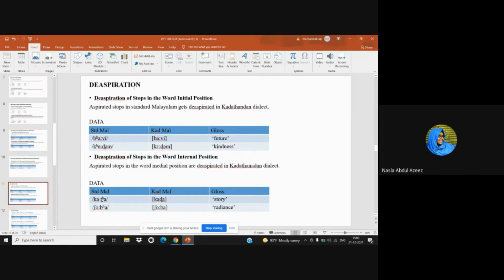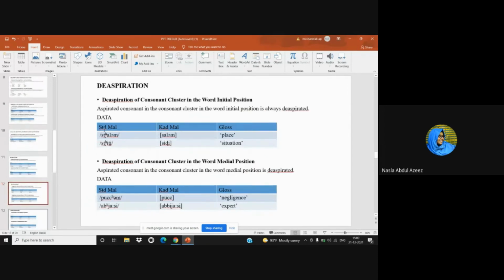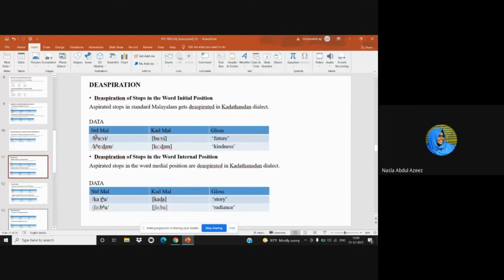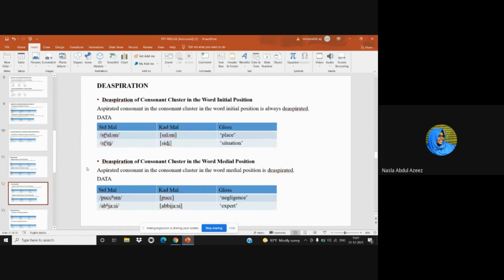And deaspiration. Deaspiration is very common in Indian languages, and aspirated stops in standard Malayalam get deaspirated in the Kadathanadan dialect. For example, it happens in word initial and word medial positions, both in clusters as well as in single consonants. In a single consonant, for example, the aspirated sound bhavi becomes bavi. This aspiration is deaspirated in the Kadathanadan dialect. The following are the examples with it. Then the deaspiration of consonant clusters in the word initial position and word medial positions, as I said above.